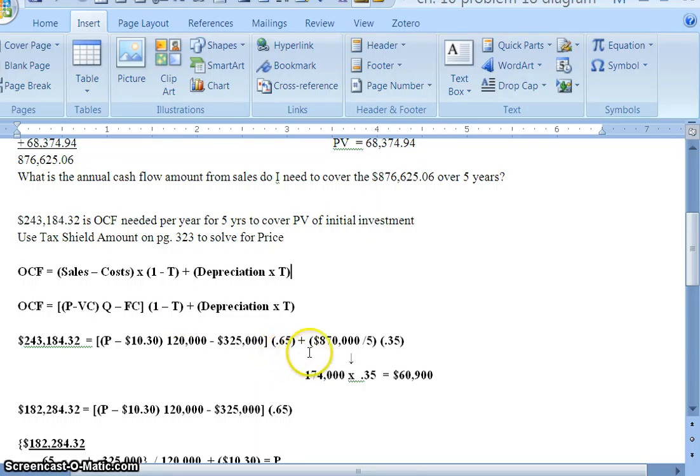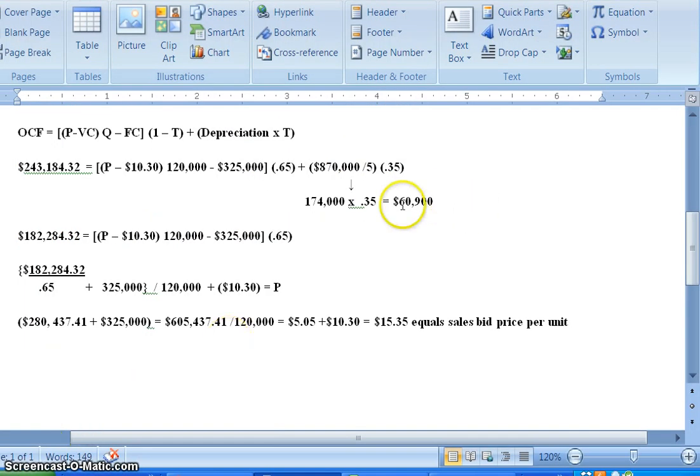And I know that my depreciation is my initial cost of $870,000 divided by 5-year useful life times the tax rate of 35%. So if I solve for that, 870,000 divided by 5 is 174,000 times the tax rate. That means depreciation is going to give me a positive cash flow of $60,900. So now I can just solve this algebraically.